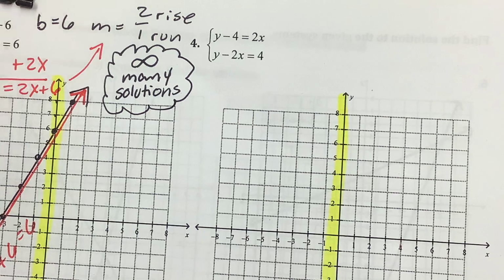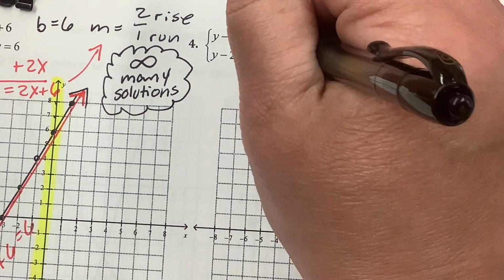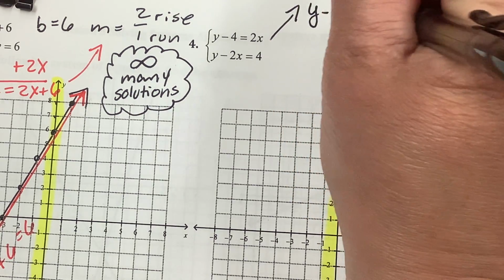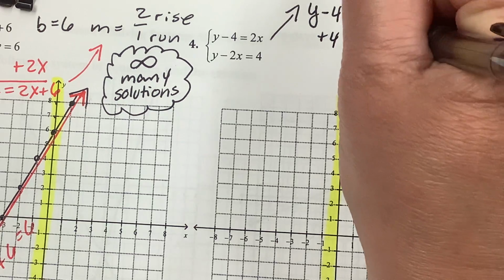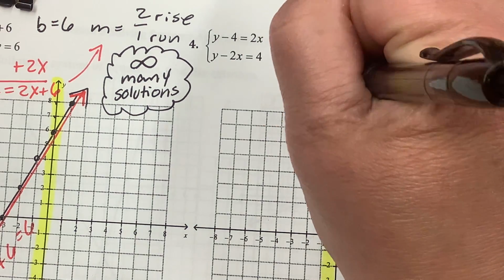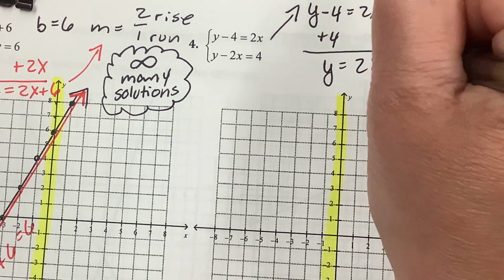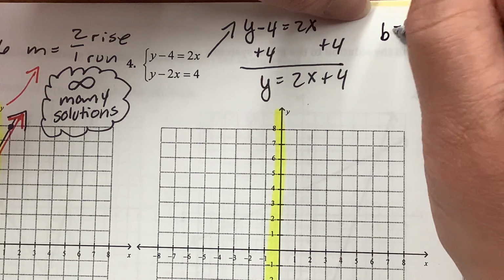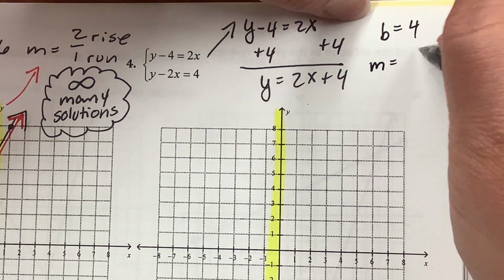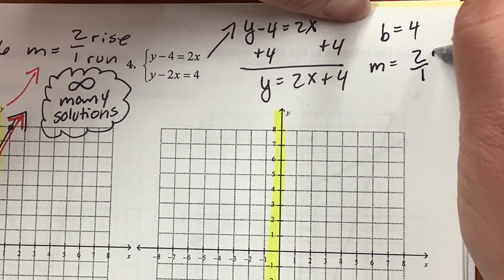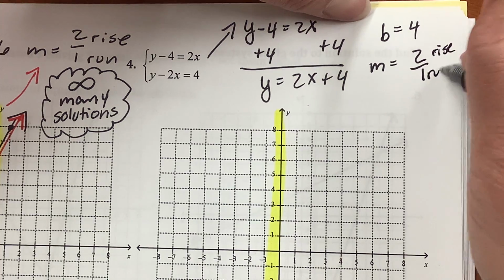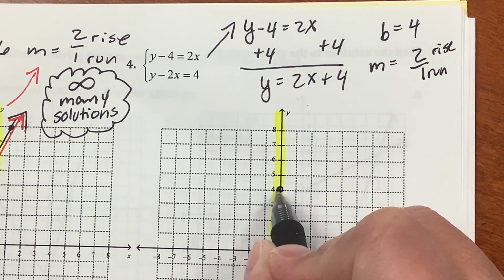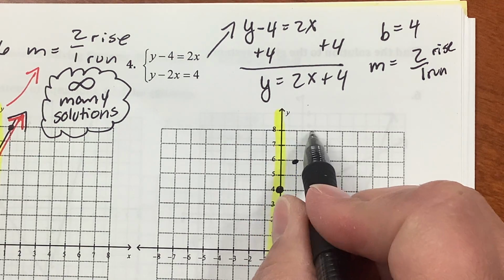Let's take a look at this one. Ugh, they're both in the wrong order. All right, so I'll do this one up here. So y minus 4 equals 2x. I'm gonna add 4 to both sides, and I get y equals 2x plus 4. What does that mean? My b is 4, my m is 2 over 1. Rise 2, run 1. And I'm going to start at b equals 4. So here we go, 1, 2, 3, 4. Rise 2, run 1, rise 2, run 1.